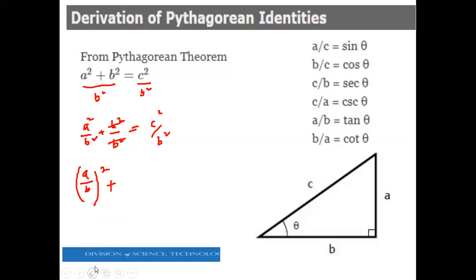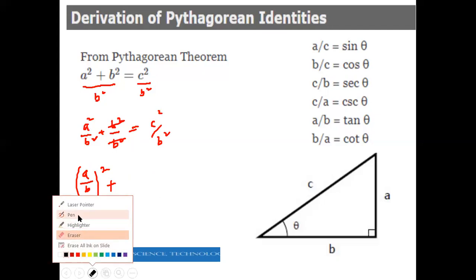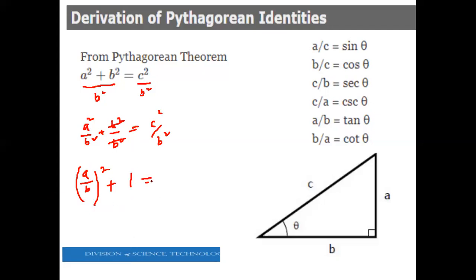So 1 is equal to (c divided by b) whole square, where a over b is equal to tangent theta. And we have square, so tangent square theta plus 1. Same, we have c divided by b. What is c divided by b? Actually secant theta. So we have the formula tangent square theta plus 1 is equal to secant square theta.